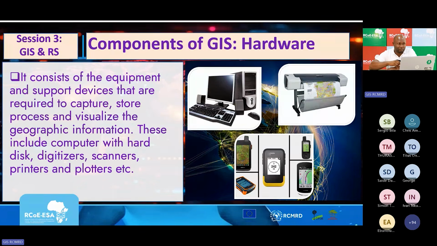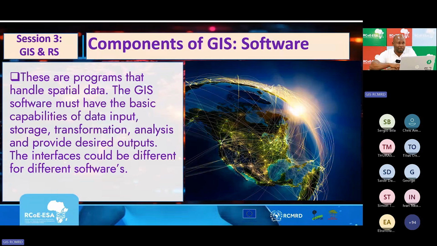Talking of software, these are just programs that enable us to manipulate the data sets. We have two major types of geoinformation system software, and remote sensing software. Commercial software is proprietary, and you have to subscribe or make payments to use it. ArcGIS is one of the commercial software. There is also open source software like Quantum GIS, which you can download freely and use.